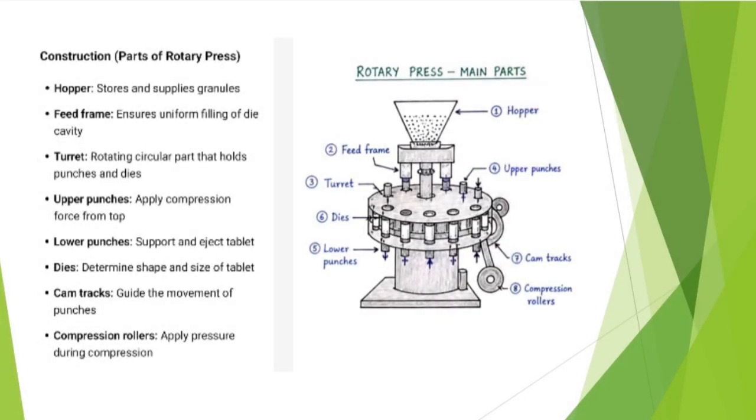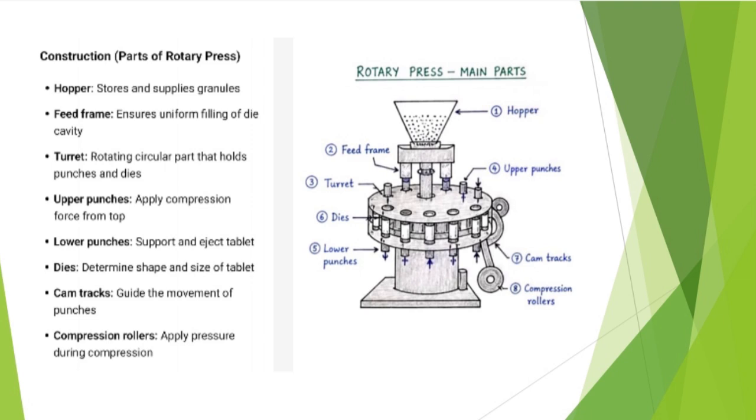Next, moving on to the parts of the rotary press. See these pictures. This is the rotary press machine. Number one is the hopper. Second, the feed frame. Third, the turret. Turret means the head of this machine. Fourth is the upper punches. Fifth is the lower punches. Sixth is the dies. Seventh is the cam tracks. Eighth is the compression rollers. We will see about them one by one.